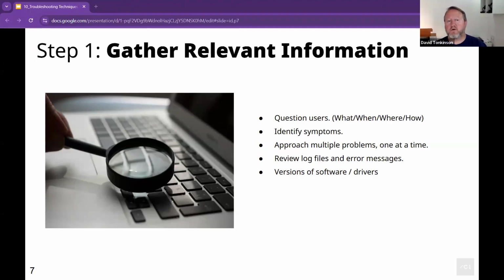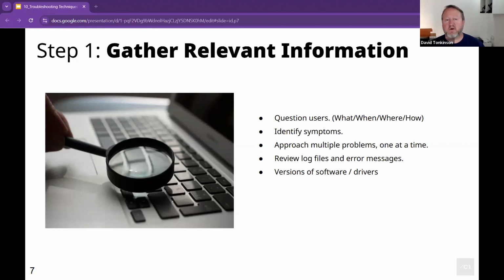We know we can review log files and error messages. So do they get error messages? Get a screenshot of them? Do they have any log files they can give you? We know Windows, as well as Linux, as well as macOS, produce log files for particular errors. Okay, so we can look at those and we can ask for those from the user.